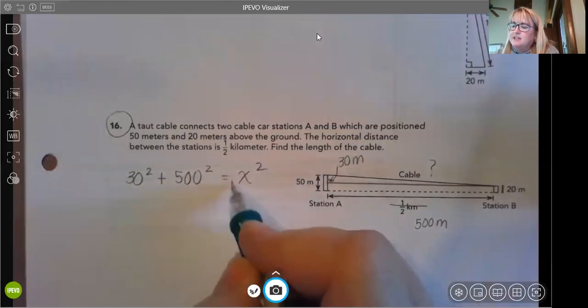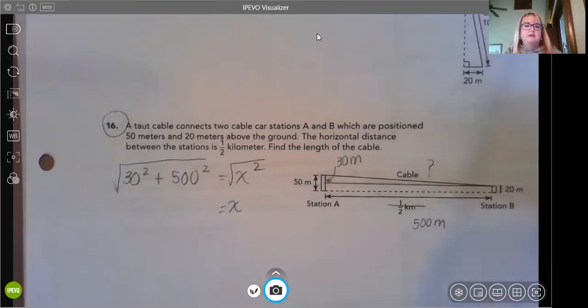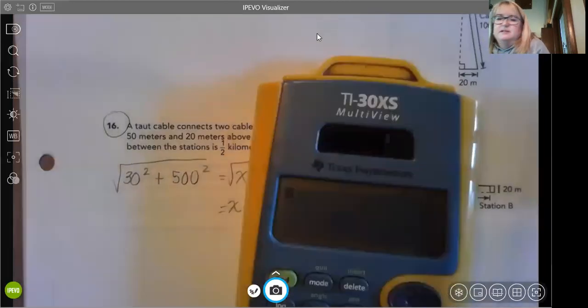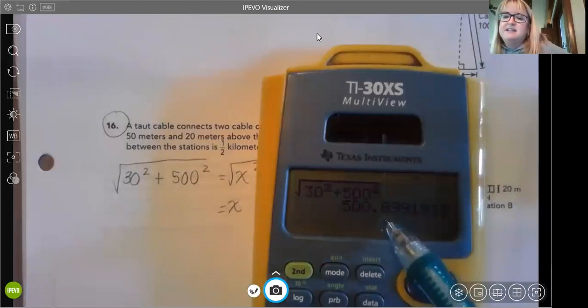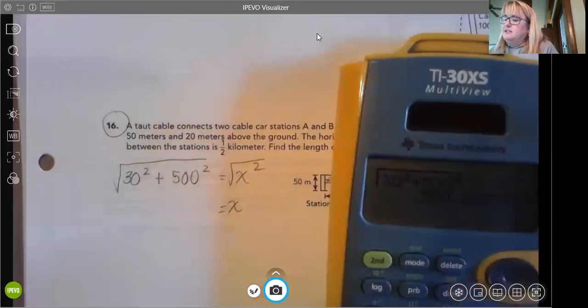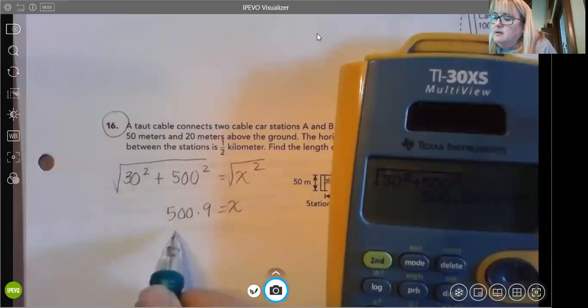I don't want to know what x squared is. I want to know what x is, so we're going to square root it. So we have x equals. All right, get the calculator. So we are going to do the square root of 30 squared plus 500 squared, and that equals 500.8999. We're rounding to the nearest tenth. The 8 is in the tenths place, and it's going to round up to a 9. So it is about 500.9 meters.